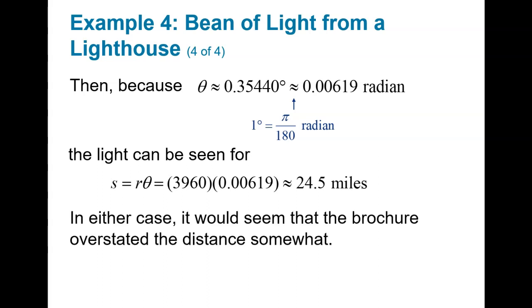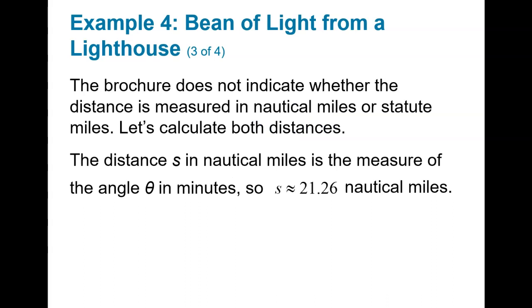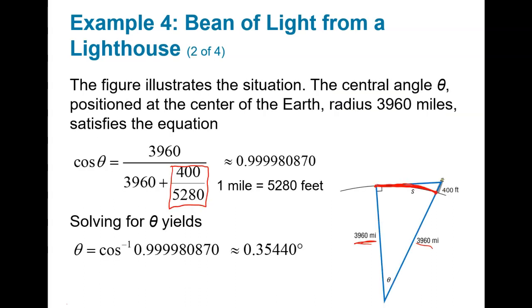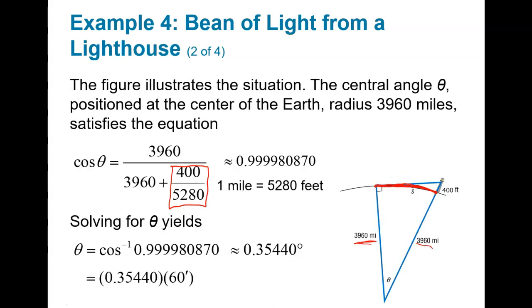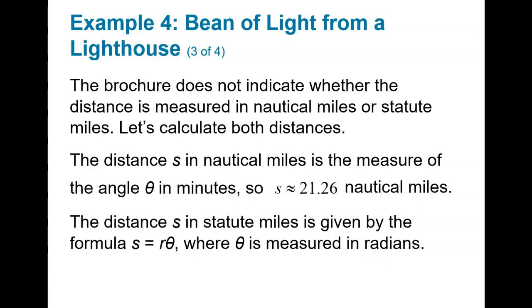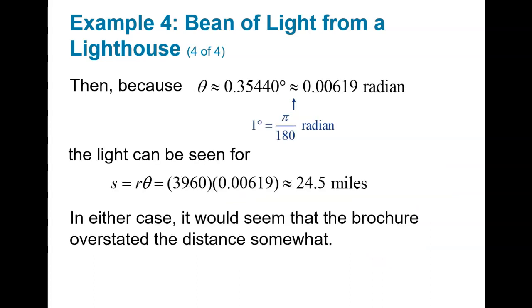So either way, if we're using the arc length formula, or if we're using the nautical miles from the minutes, it's not what they say. Remember, they claim at the very beginning it's about 26 miles that it could be seen, and the longest of these two that we're seeing is 24.5 miles. So it seems that they're kind of overestimating the distance.